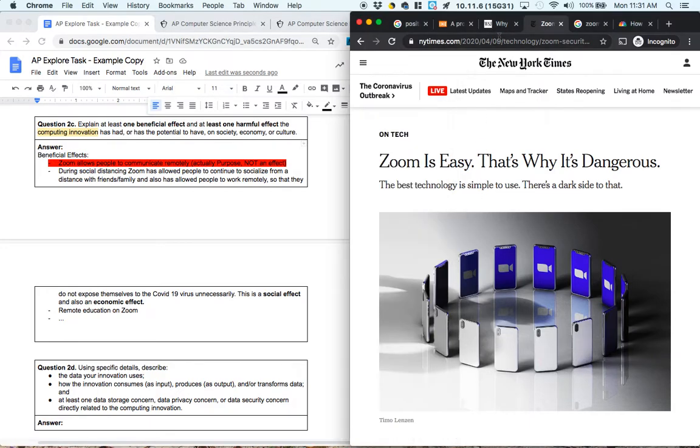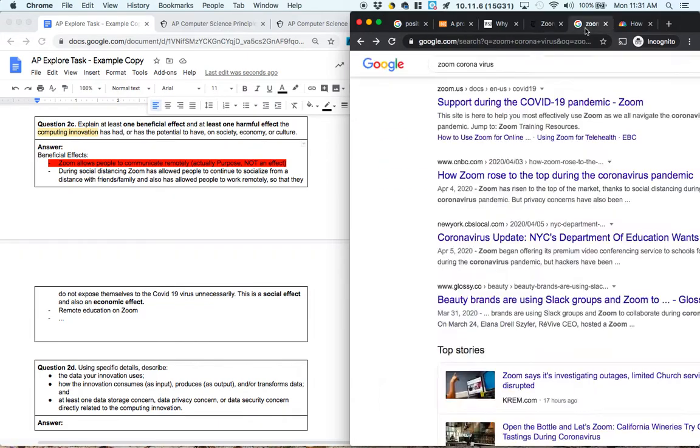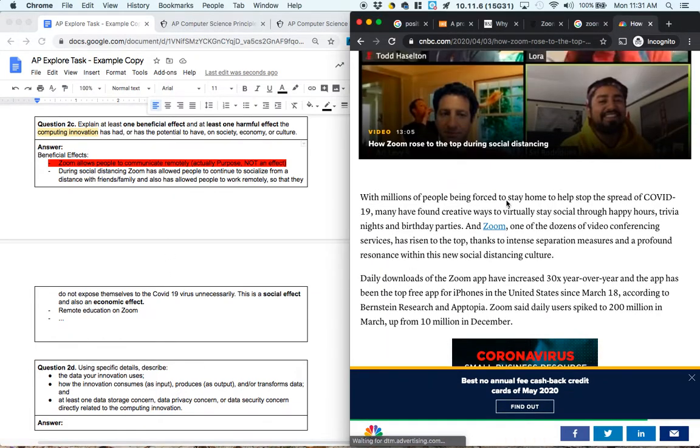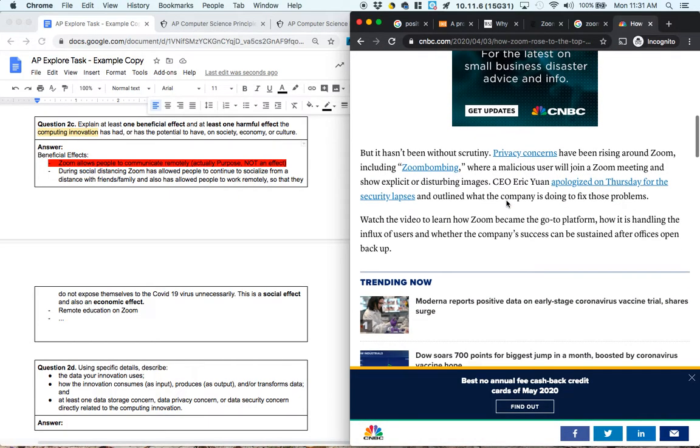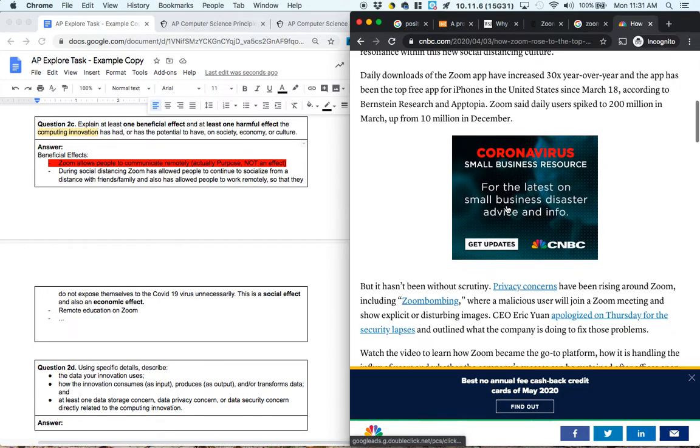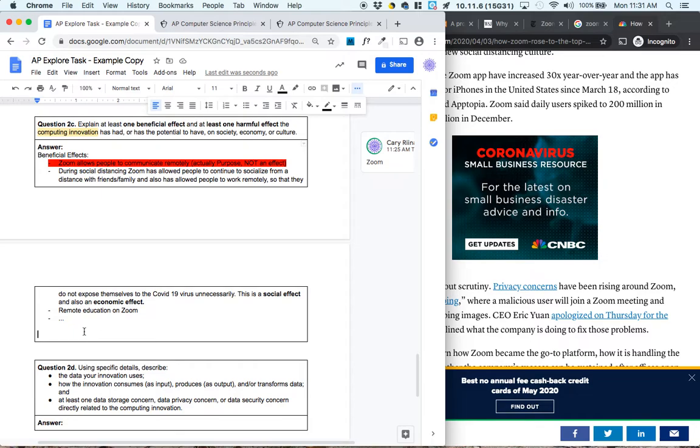Now, I'd recommend keeping all these articles open in their own tabs so you can easily refer to them as you're actually writing your answer. So I already did some of that research, and I think you'll probably have to do that a little bit too before you get started.